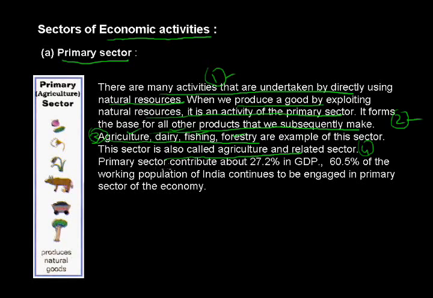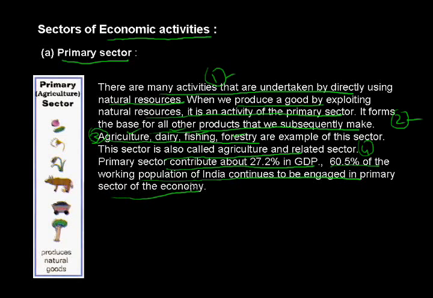Primary sector contributes about 27.2% in GDP. This one is comparatively less than the tertiary sector. Nowadays the importance of the primary sector is becoming less as far as the GDP is concerned, but this one is the most important sector as far as employment is concerned. It provides us employment: 60.5% of the working population of India continues to be engaged in the primary sector of the economy.